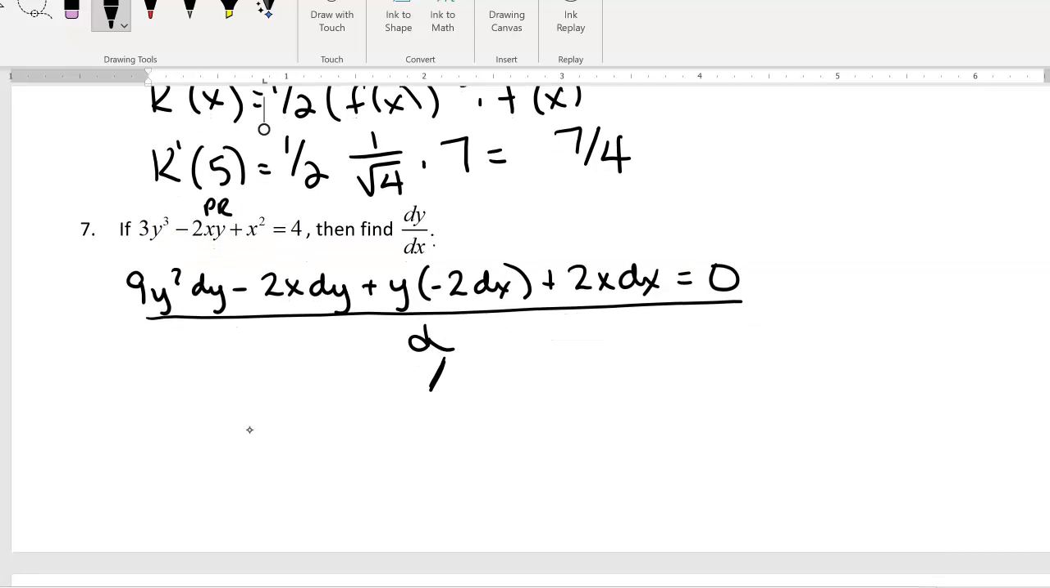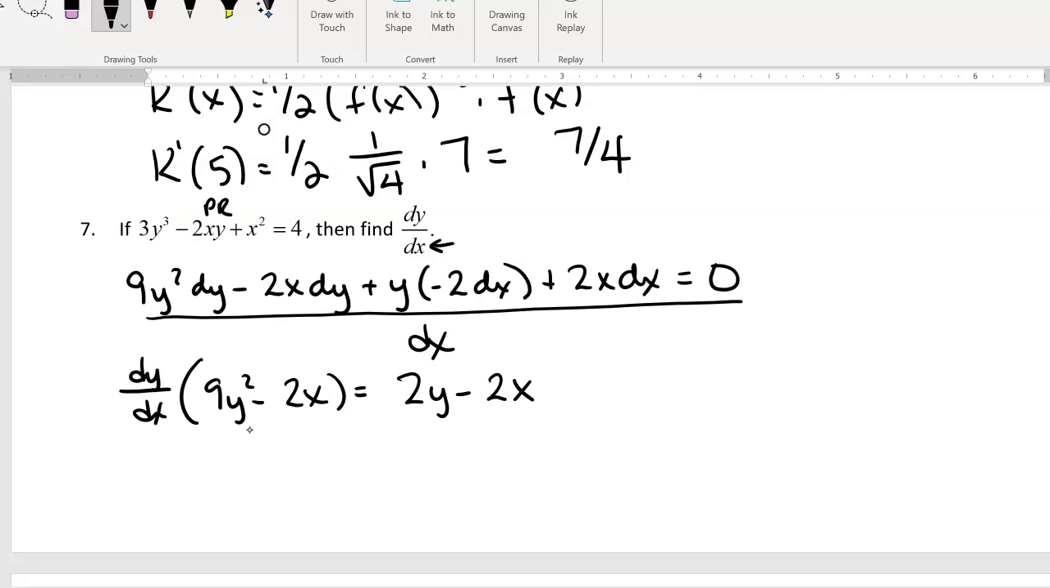Now, because this says with respect to x, I wanted to put a dx. Let's kind of clean that up a little bit. The first two terms have a dy dx in them, so I'm going to factor that out. 9y squared minus 2x equals 2y minus 2x. And our final answer here is dy dx equals 2y minus 2x divided by 9y squared minus 2x.